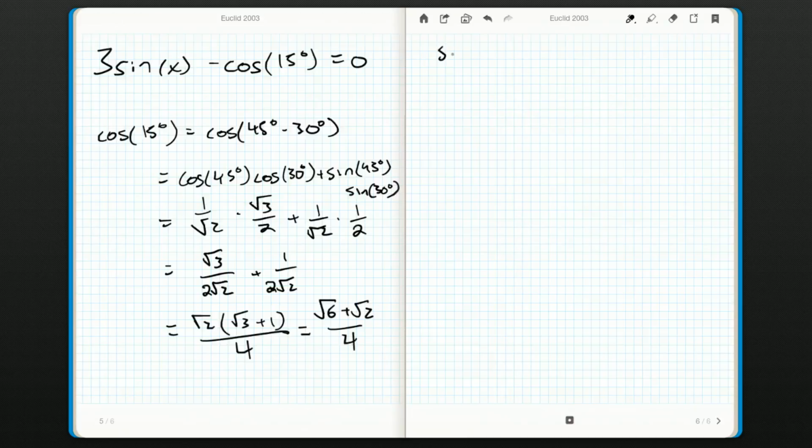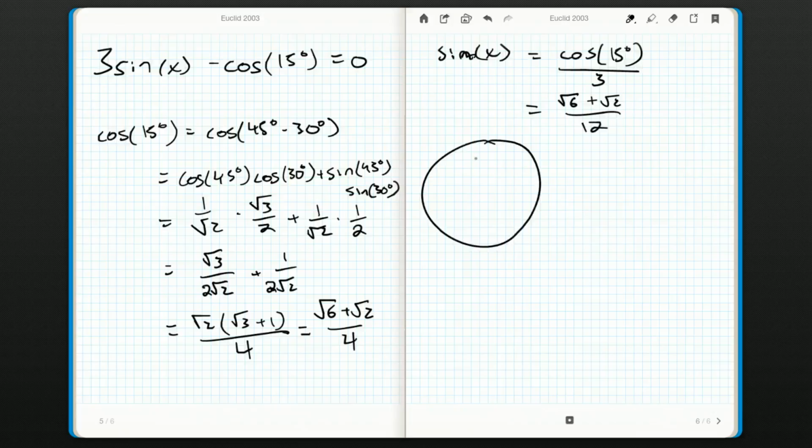And we know that 3 sine x is equal to cos 15 degrees if we just rearrange that. So if we divide both sides by 3, then we get sine x is this value right here. And this isn't jumping out at me as any particular value. So is there anything I can do here? I don't think there's anything I can really do here.